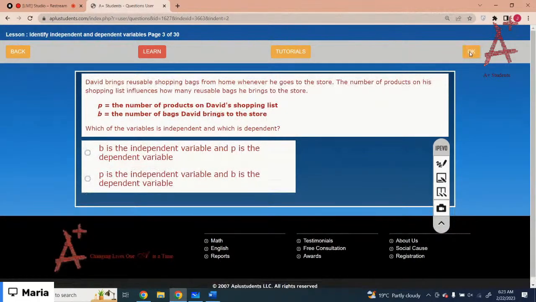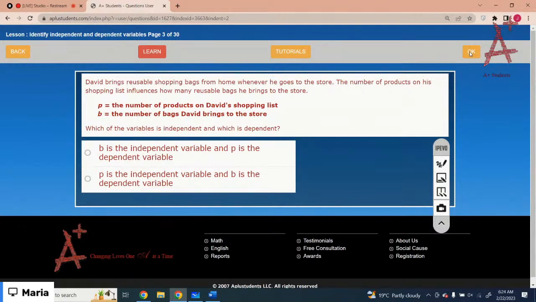Okay, the next one. David brings reusable shopping bags from home whenever he goes to the store. The number of products on his shopping list influences how many reusable bags he brings to the store. P equals the number of products on David's shopping list and B equals the number of bags David brings to the store. Which of the variables is independent and which is dependent? Okay, just look at the line. The number of products on his shopping list influences how many reusable bags he brings to the store.